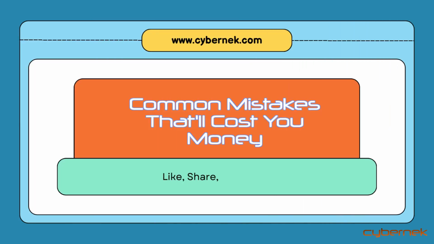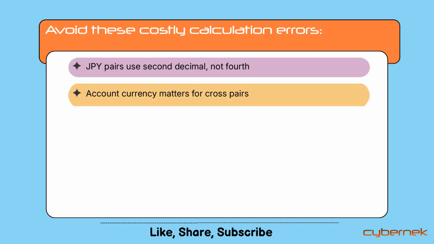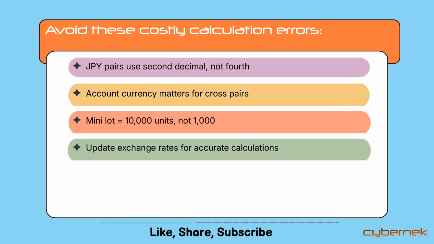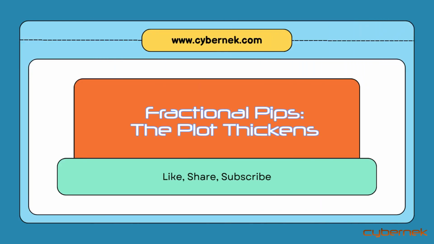Common mistakes that'll cost you money. Avoid these costly calculation errors. Confusing pip location for JPY pairs. Remember, it's the second decimal place, not the fourth. Forgetting to account for your account currency when trading cross pairs. Mixing up lot sizes. A mini lot is 10,000 units, not 1,000. Not updating exchange rates for cross-currency calculations. Assuming all brokers use the same pip value standards. Some use fractional pips.